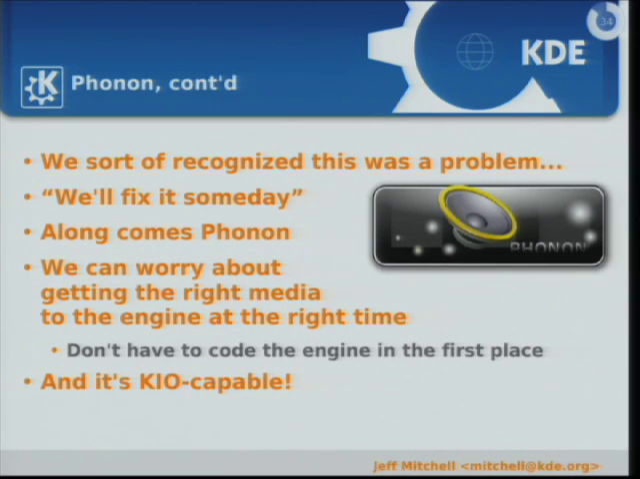So we sort of recognized that this was a problem, and we always thought, we'll fix it sometime. But Phonon came along and solved it for us, and we don't have to worry about it too much. Right now, all we have to really worry about is getting Phonon the right media at the right time. And it's KIO capable. So currently, the deprecated GStreamer backend could use KIO and all of its magic to play your files. Everything in Phonon can use KIO, and it's all seekable.